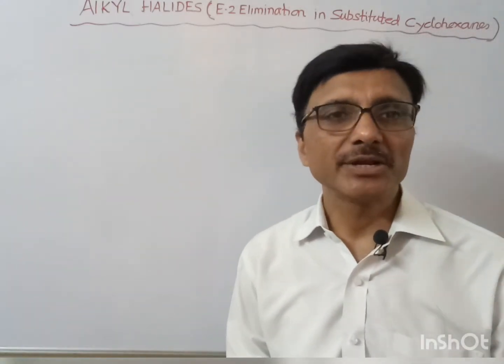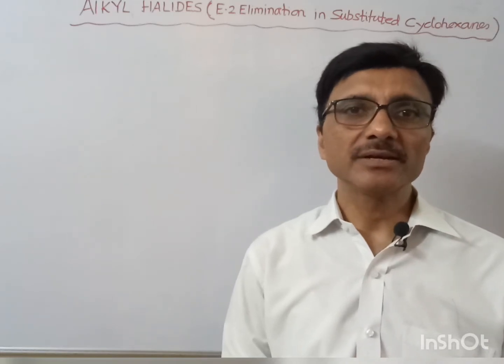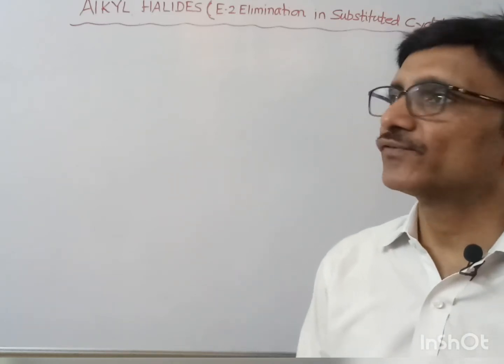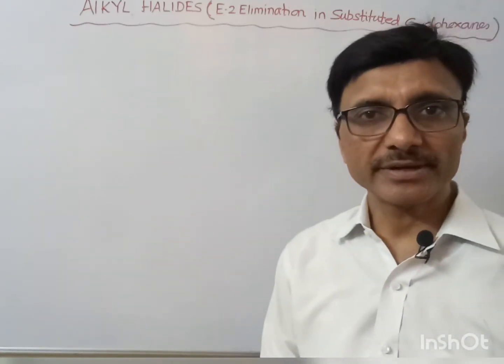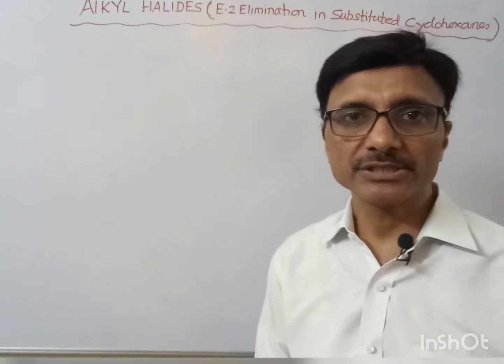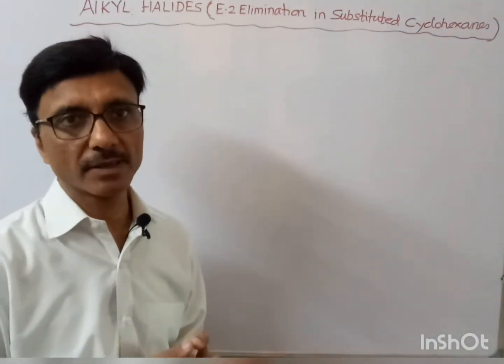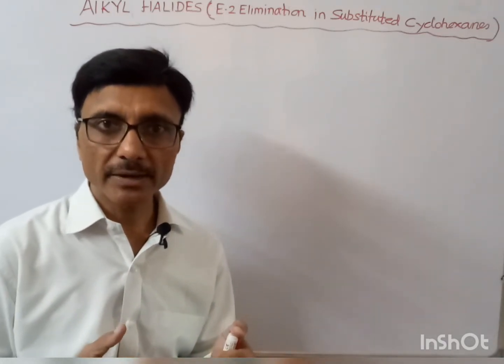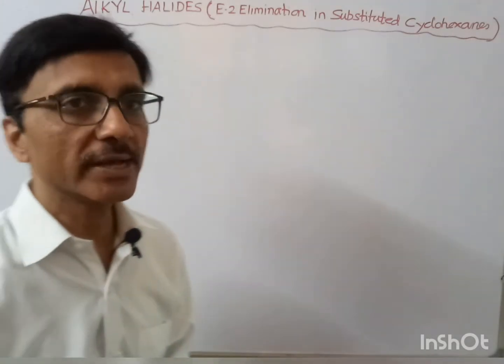Now in this lecture I will tell you about the E2 elimination reaction in substituted cyclohexane. In my last lecture I told you about the different features of E2 elimination reaction and different examples where regioselectivity and stereospecificity are possible. Now let's take the examples of substituted cyclohexanes and see what the main requirement is that this cyclohexane or substituted cyclohexane should have so that E2 elimination may take place.